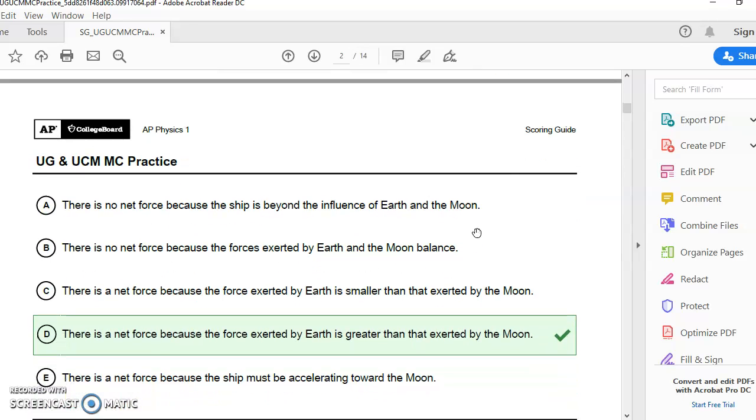So A is wrong and B is wrong just from that alone. C says there's a net force because the force exerted by the Earth is smaller. That doesn't make sense. It's bigger. So that's D.